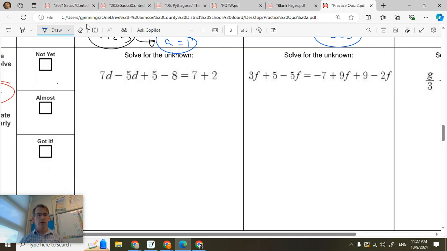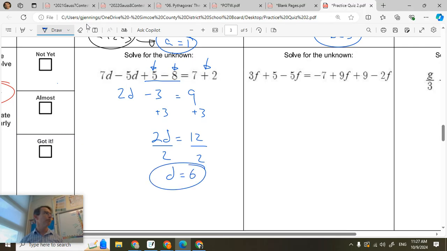Let's go. So 7D minus 5D, well, that's 2D all day. 5 minus 8 is a 5-degree day that gets 8 degrees colder. That's -3 equals, I know what 7 plus 2 is. That was 9. And then I add 3 to both sides because I want to undo that subtraction. I get 2D equals 12. And then I divide both sides by 2. D equals 6, and I circle it. And then I could go ahead and plug that in up there to test and see if that's true or not.